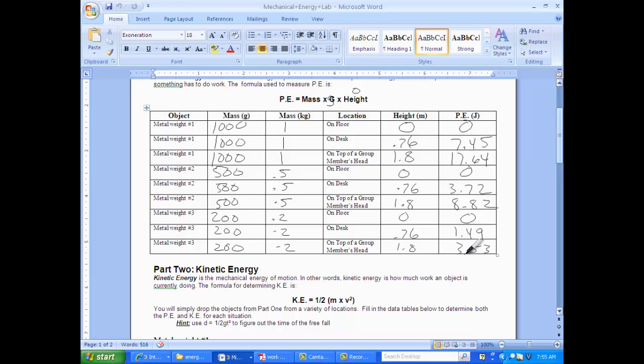So any questions, guys, with calculating the potential energy? It's really just plug and chug, plugging what's given to you into the formula and getting the potential energies. Any questions on how to do that?